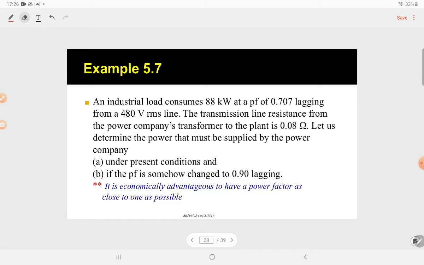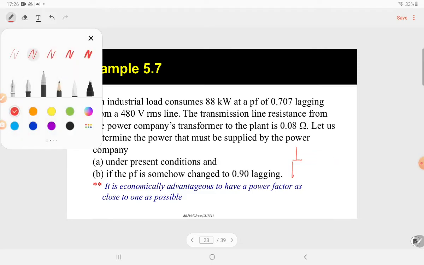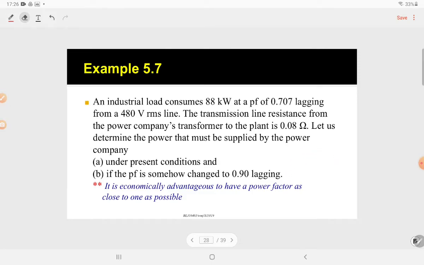If I can translate this one into a diagram, you can say that this is a whole system. This is a big system, but I represent it this way. So this is a load.